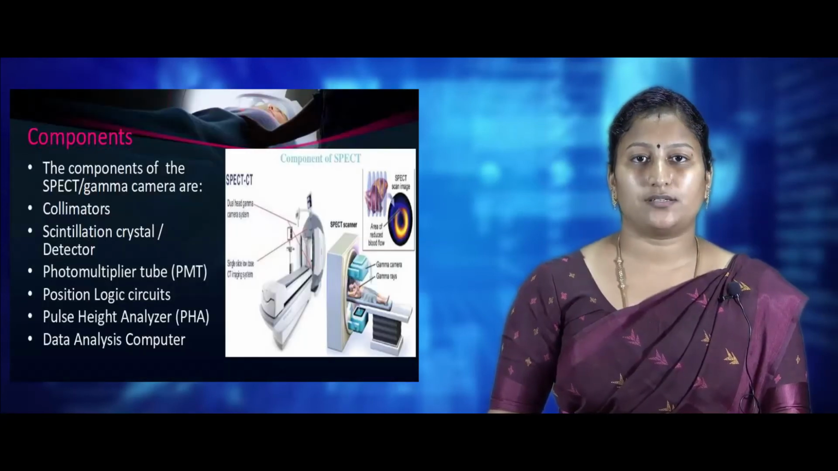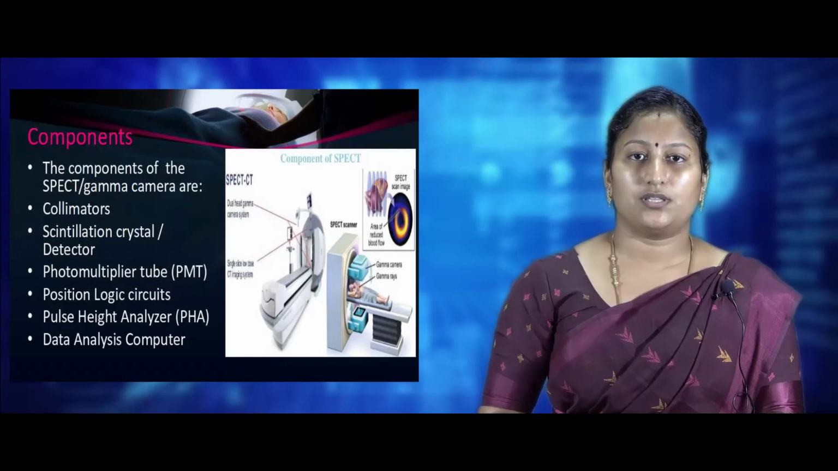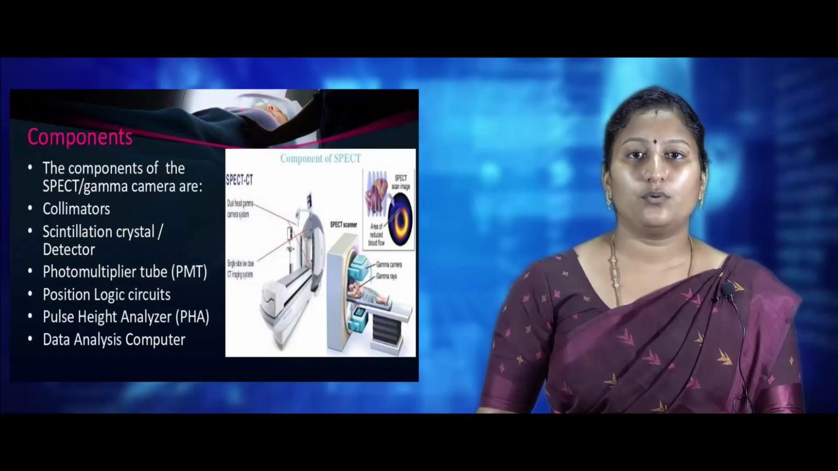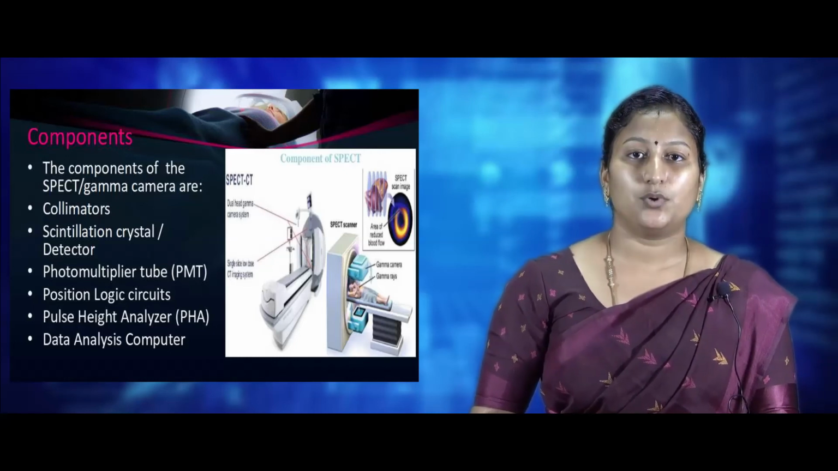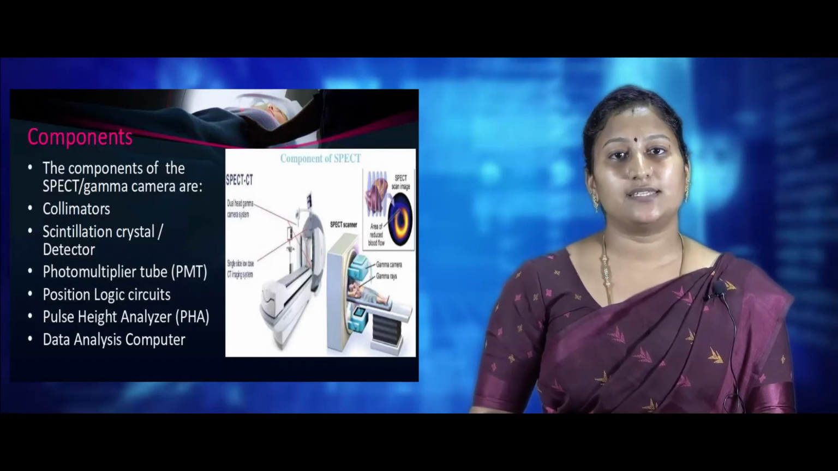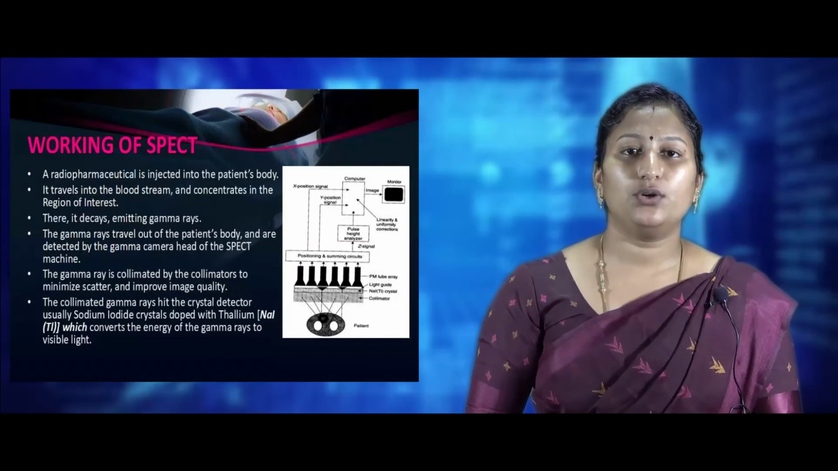Components of a SPECT. There are major components in a SPECT machine. They are collimators, detectors, pulse height analyzers, photomultiplier tubes, position logic circuits, and a data analysis computer. Working of a SPECT machine.